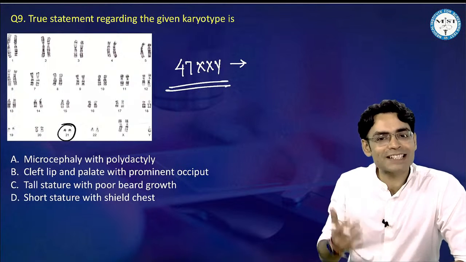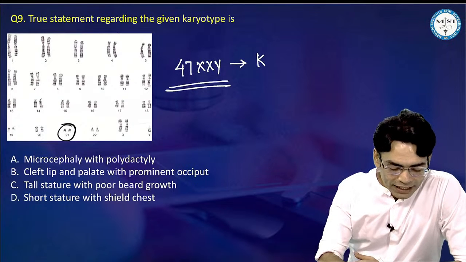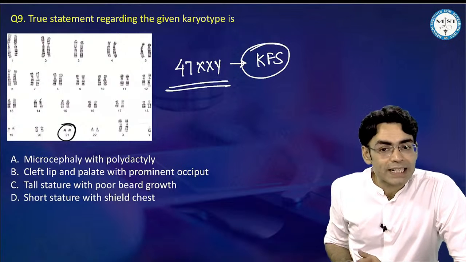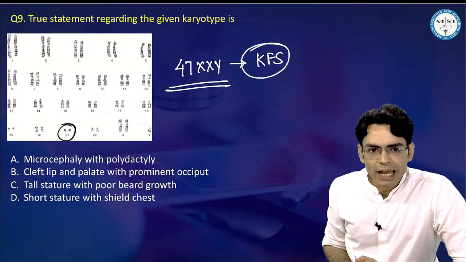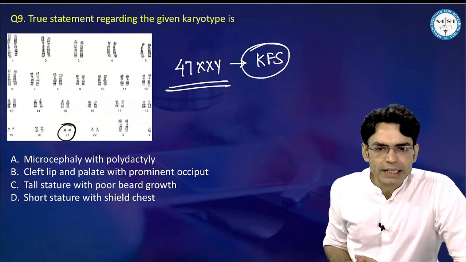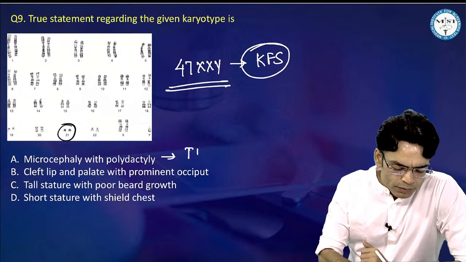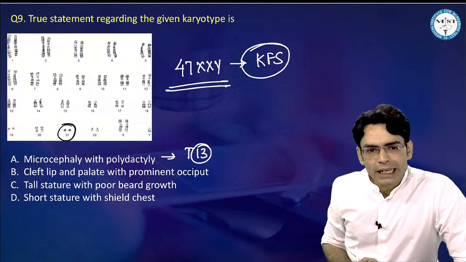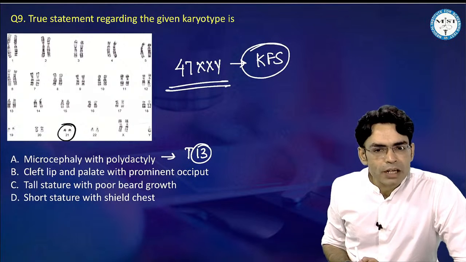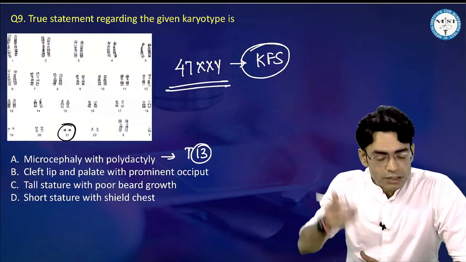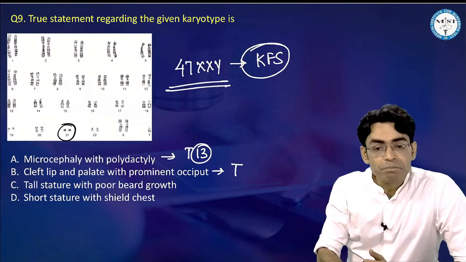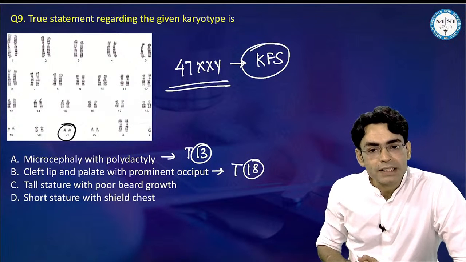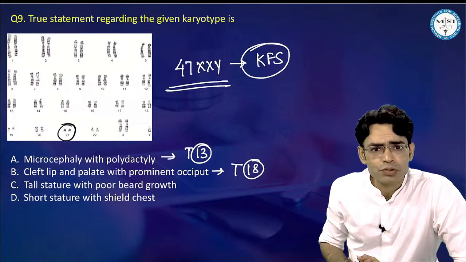Now when we are talking about Klinefelter syndrome, let's see the true statement. Microcephaly with polydactyly: no. If we have microcephaly and polydactyly, generally these are features of trisomy 13, that's your Patau syndrome. Cleft lip and palate with prominent occiput, the occipital region coming out, this is your Edward syndrome. E for Edward and E for 18. This is your trisomy 18. So this cannot be a true statement here.